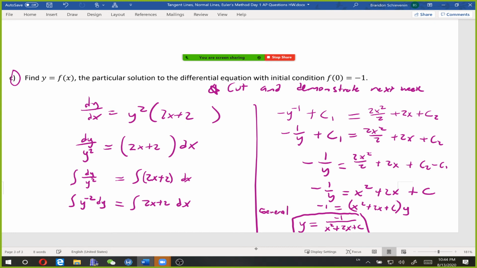Okay, so this is our general form, or general solution. That's not what they asked for. They asked for the particular solution. So what that means is any equation that is in this form with some sort of constant right here, when you derive it, will give you this differential equation, y squared times 2x plus 2. But there's infinitely many answers because c could be any number you want. Only one of those answers, though, will also pass through the point 0, negative 1. So what I'm going to do is plug in 0 and negative 1 for x is 0 and y is negative 1. And that'll allow us to solve for what number c is.